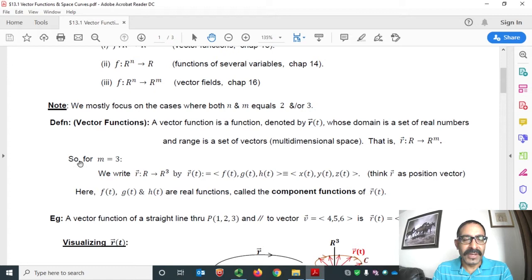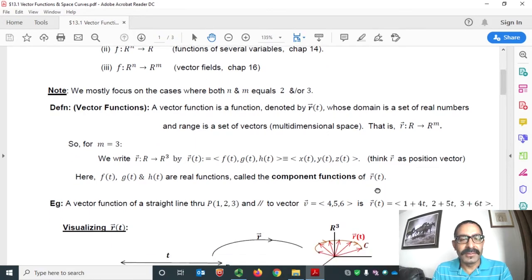So in particular, for m equals 3, we write vector functions r from the set of reals to R cubed, defined by r of t equals, in vector form, f(t), g(t), h(t). These are the component functions of this vector function. And f(t) corresponds to the x component, g(t) corresponds to the y component, and h(t) corresponds to the z component. So here, f(t), g(t), and h(t) are real functions called the component functions of the vector function. Great. Let's move on.